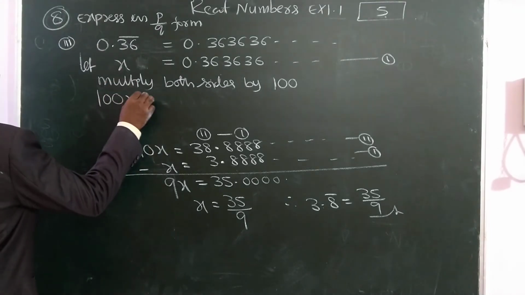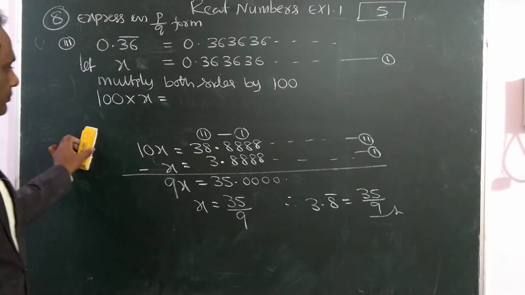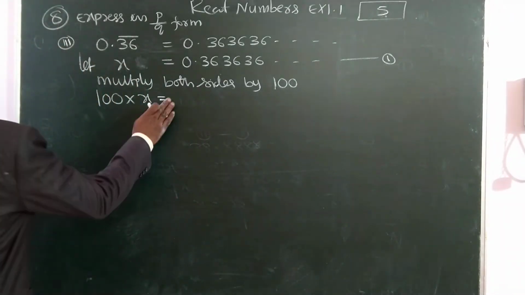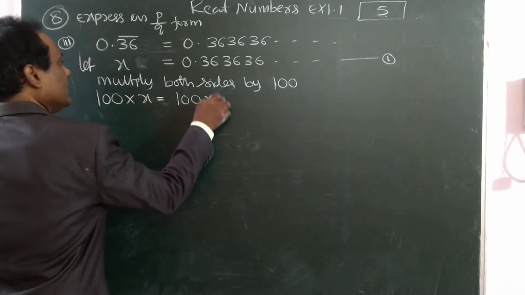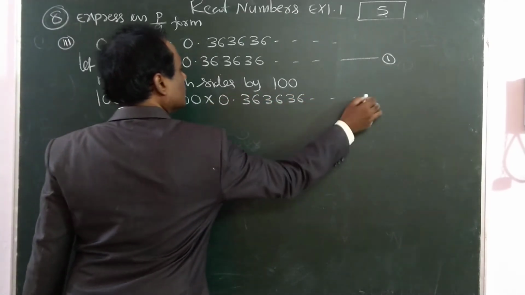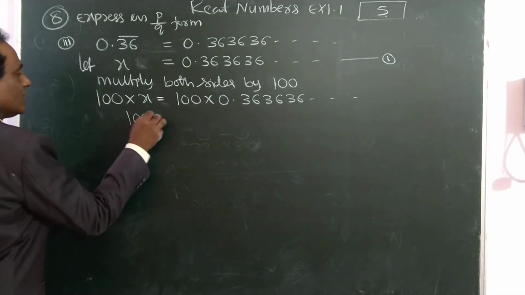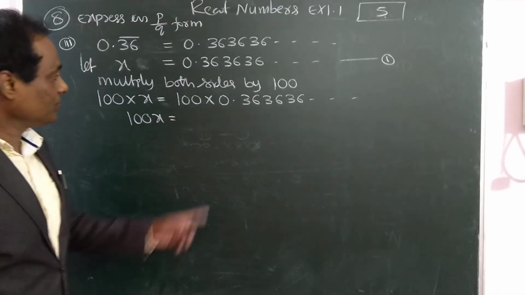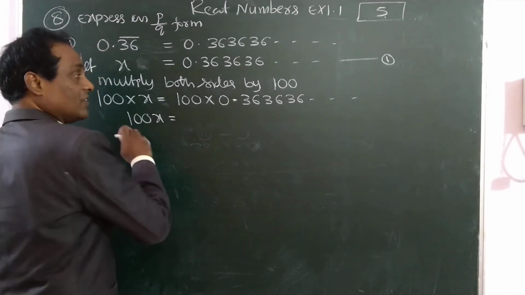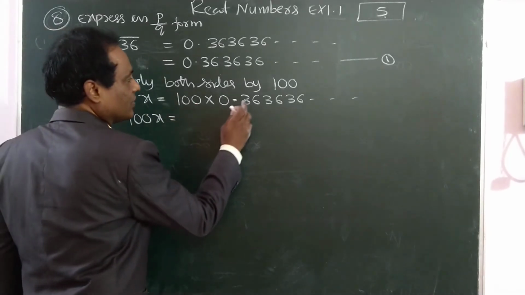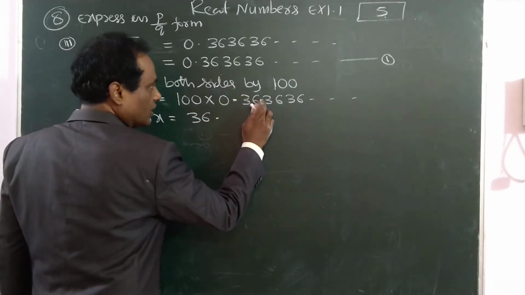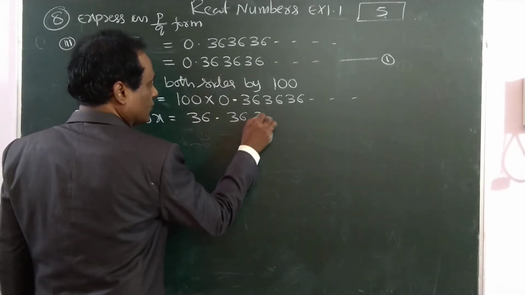100 into the left side x is 100x. The right side is also multiplied by 100. The decimal will move 2 digits because of 2 zeros. In the previous case we multiplied with 10, so it crossed 1 digit. Here there are 2 zeros, so it crosses 2 digits: 36.363636.